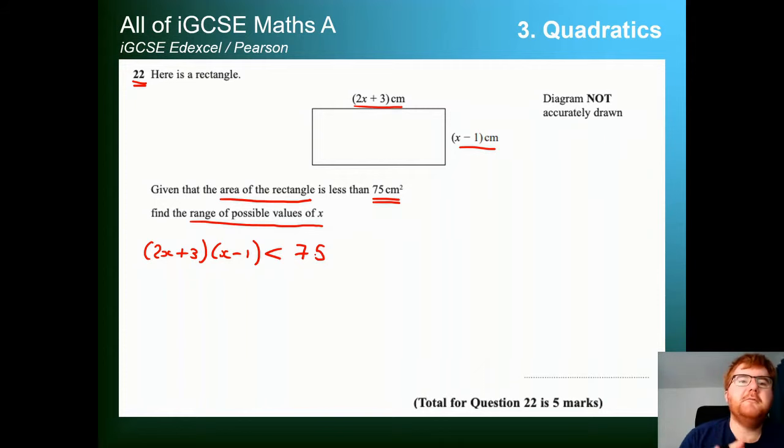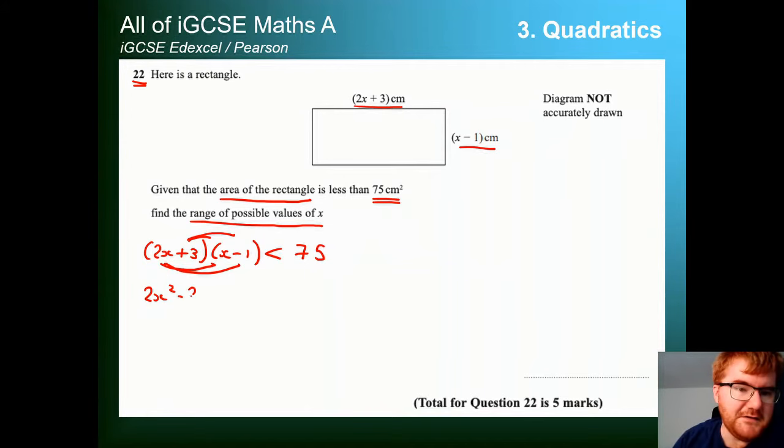So by using the information in the question, we've broken this down into essentially a quadratic inequality, which is linked, of course, to equations as well. We approach this as if we are actually doing a quadratic equation. So the way we do this is we expand the bracket out. Again, expanding double brackets is a big part of the course. So 2x times x is 2x squared. 2x times minus 1 is minus 2x. 3 times x is plus 3x. 3 times minus 1 is minus 3, and that's less than 75.